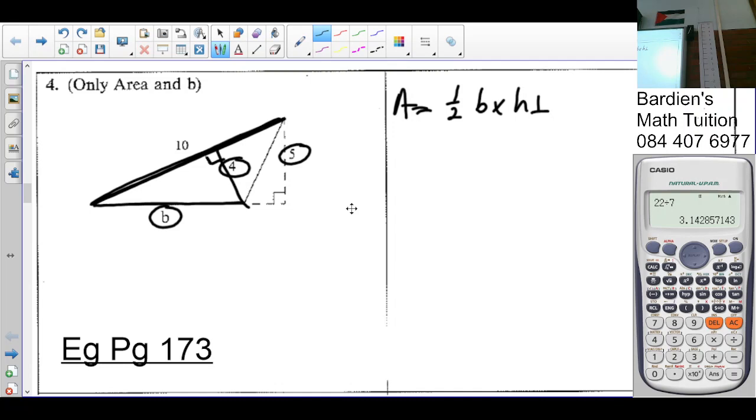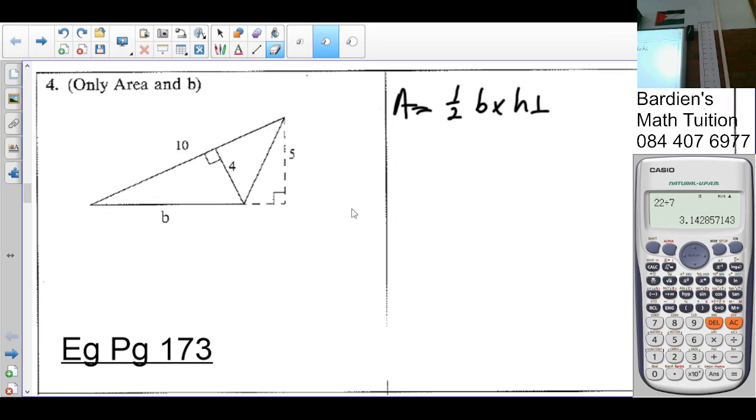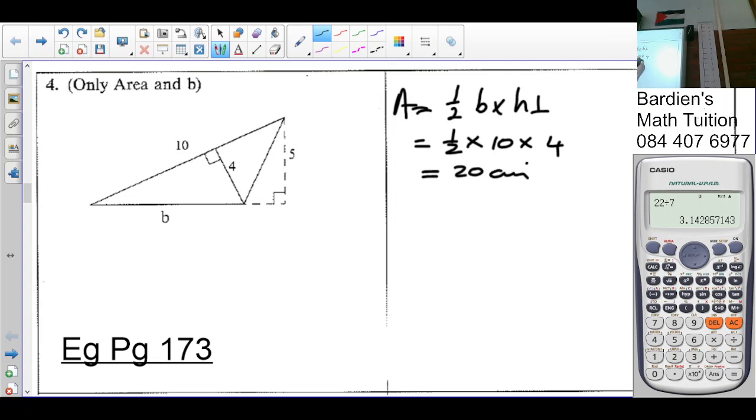You understand? So you're giving me all the answers, so what don't you understand? Too fast. Okay, I'll slow it down. So it will be half. What's my base? 10. What's your perpendicular height? 4. What's a half times 10? 5. And 5 times 4? 20 centimeters squared.